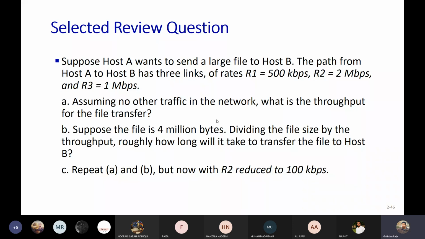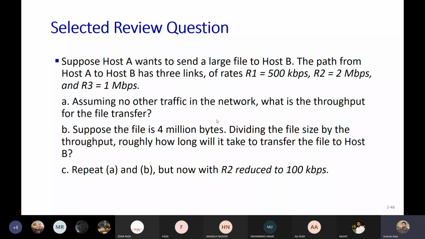इसके लिए कोई कैलकुलेशन की जरूरत नहीं है. You can find it out quickly. So 500 kilobits per second. Yeah, 500 minimum. तीनों का जो मिनिमम है वो क्या है, 500 है ना. So it would be 500 kbps.